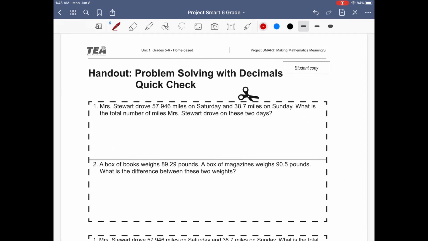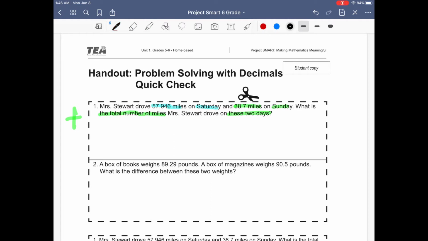All right, so here on this next page, we're gonna read, and it says here, Mr. Stewart drove 47,946 miles on a Saturday, and then on Sunday he drove 38 miles, and they want to know how much he drove those 2 days. So when they say what is the total number of miles they drove, it just means that they want you to add. So we're not going to have too much trouble with that, hopefully.